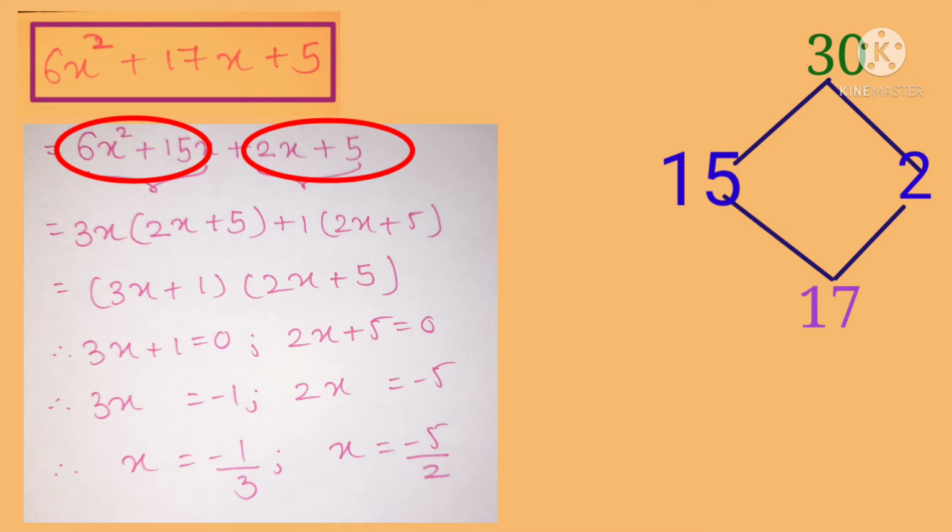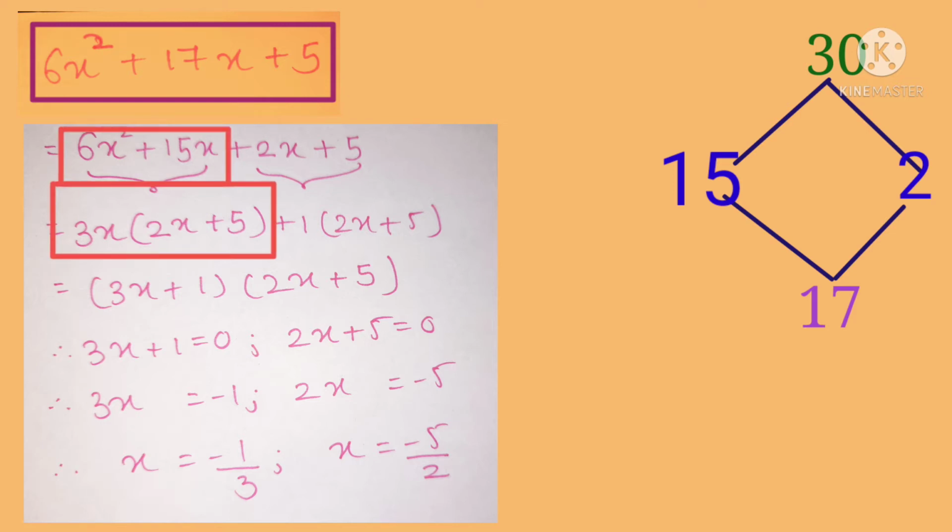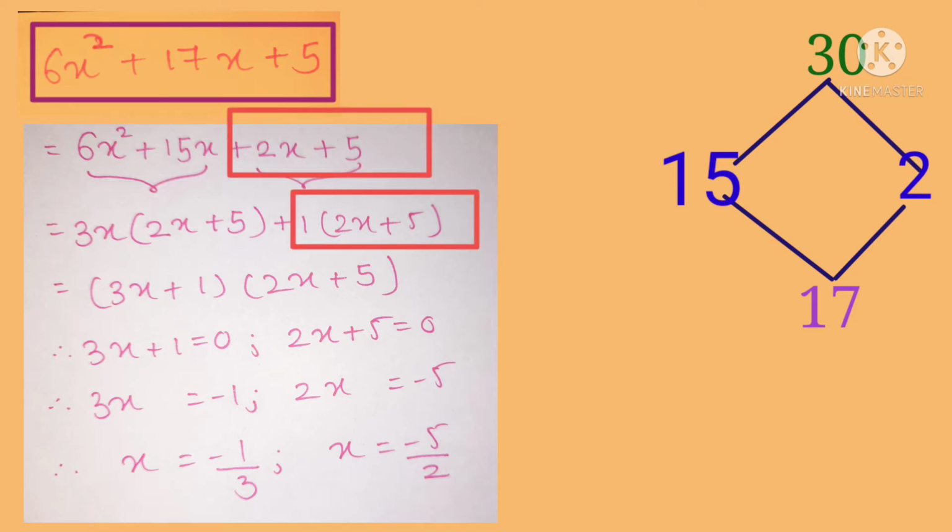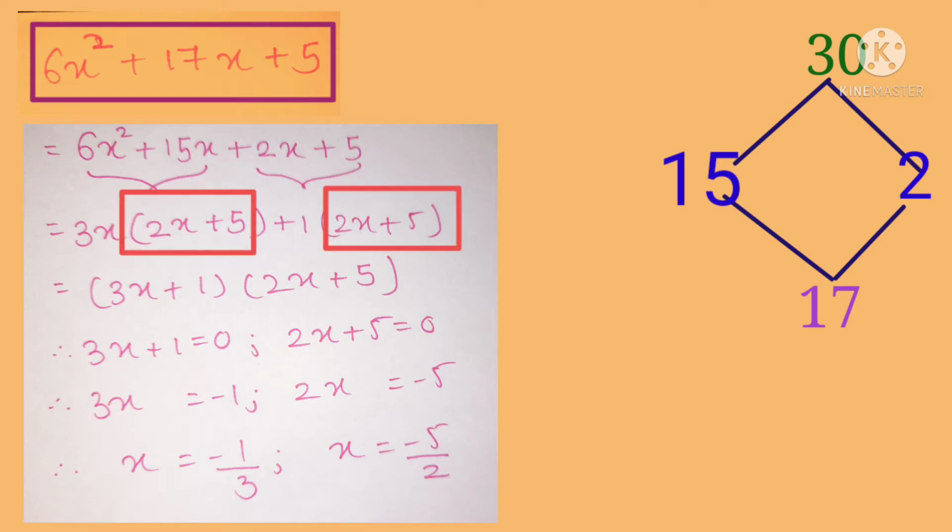So let's take the first two terms and the last two terms. So it will become 6x square plus 15x as one term and 2x plus 5 as the other term. So from 6x square plus 15x we need to take the common term, that is nothing but 3x. So the uncommon term is 2x plus 5, and from 2x plus 5 the common term is 1 and the uncommon term is 2x plus 5. So if the 2x plus 5 from the first term and the 2x plus 5 from the second term are common, then the procedure that we have done is absolutely right. If not common, then there will be some mistake.